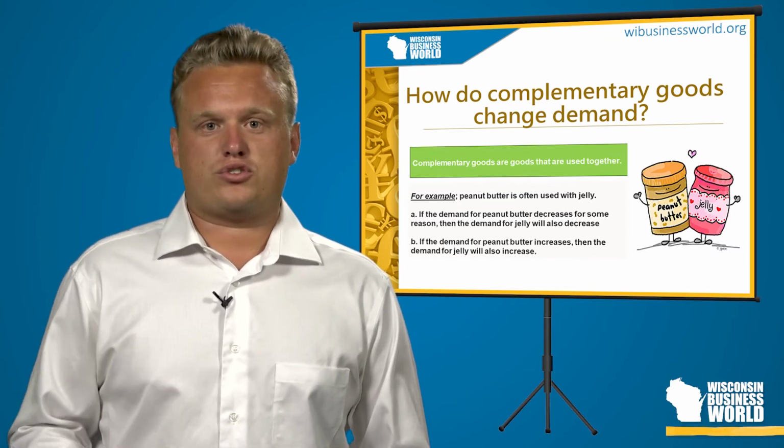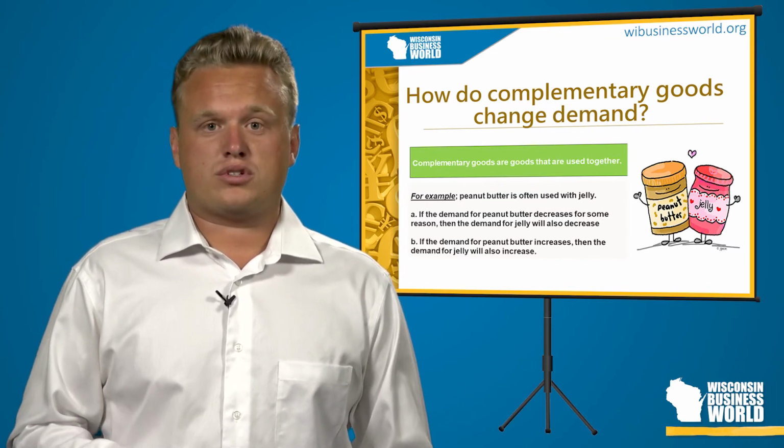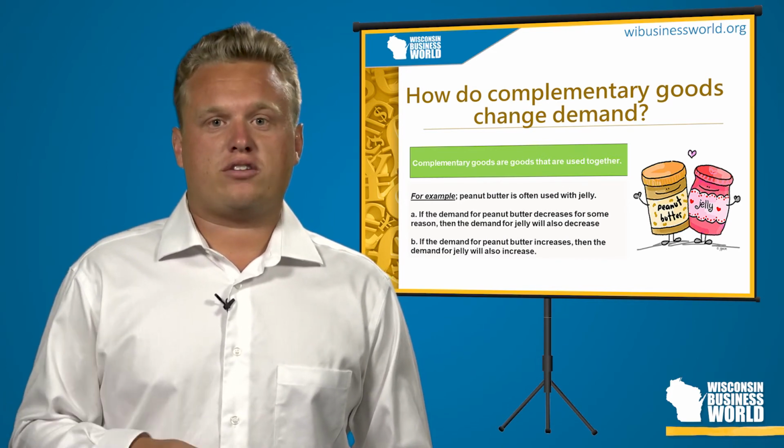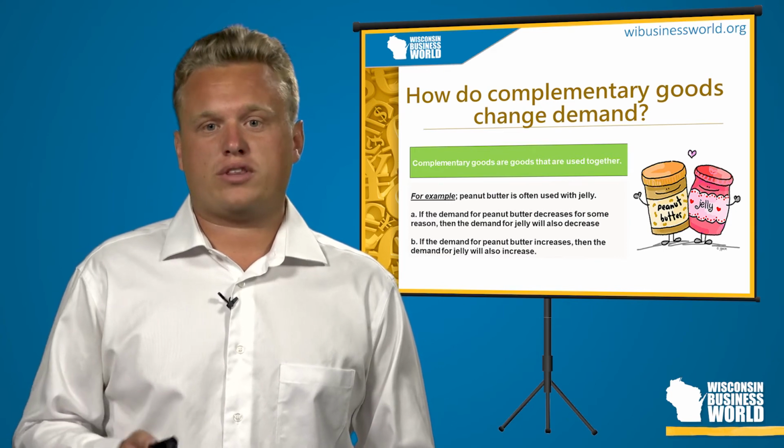And the inverse is also true. If something came out that jelly was bad for you in a certain way, it would drop the demand, and then the demand of peanut butter would also drop along with jelly.